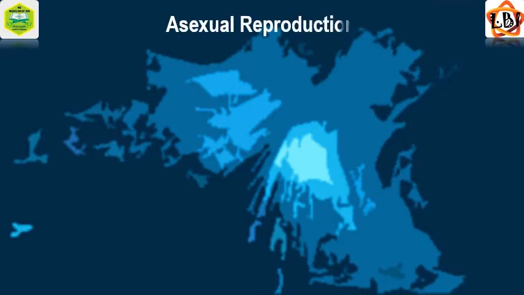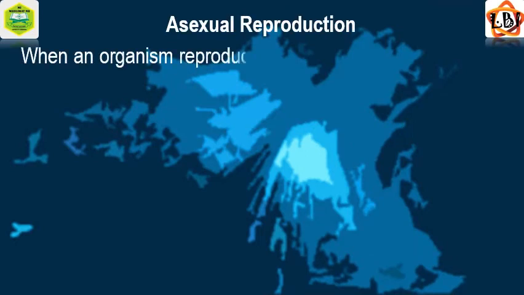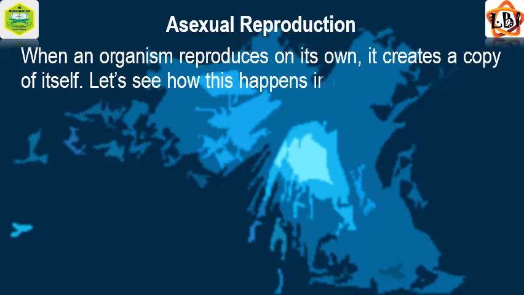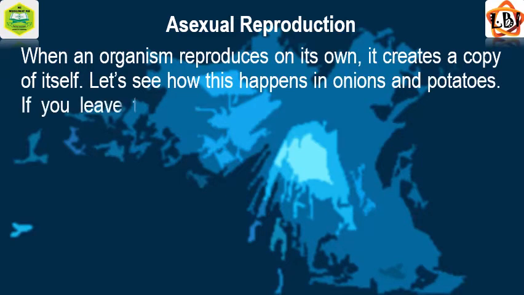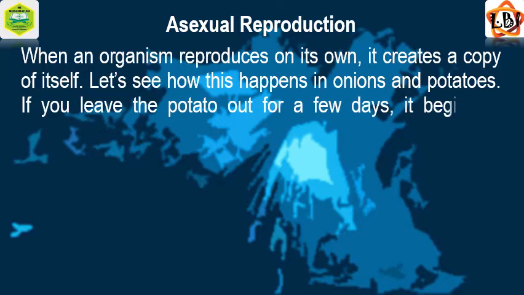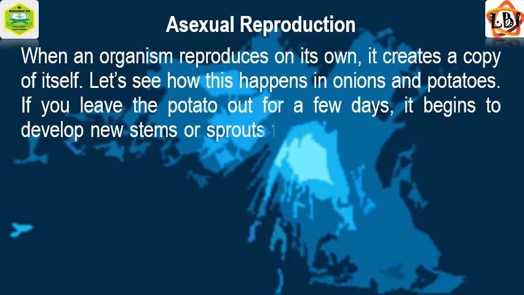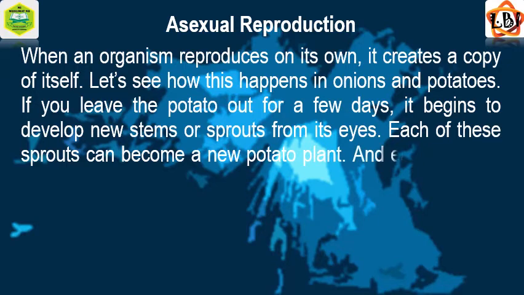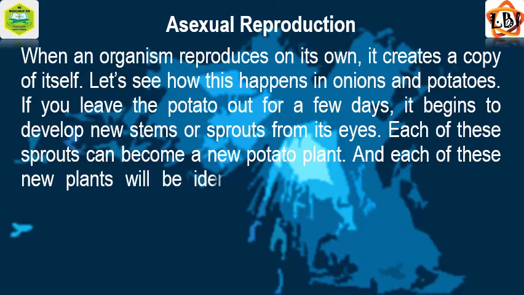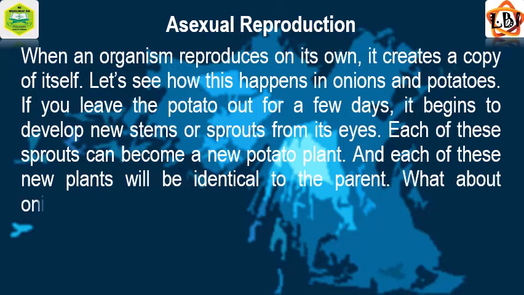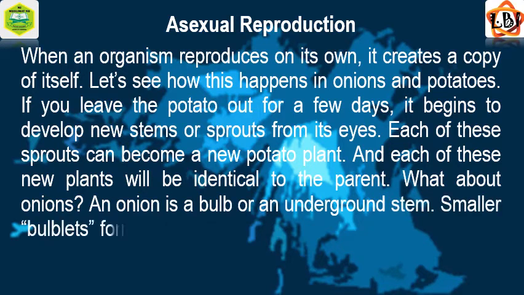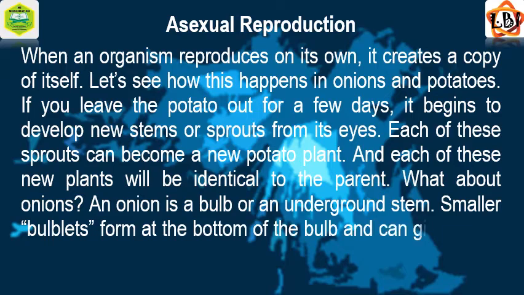Asexual reproduction. When an organism reproduces on its own, it creates a copy of itself. Let's see how this happens in onions and potatoes. If you leave a potato out for a few days, it begins to develop new stems or sprouts from its eyes. Each of these sprouts can become a new potato plant. And each of these new plants will be identical to the parent. What about onions? An onion is a bulb, or an underground stem. Smaller bulblets form at the bottom of the bulb and can give rise to new plants.